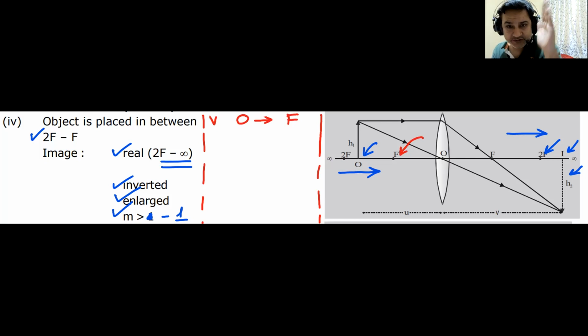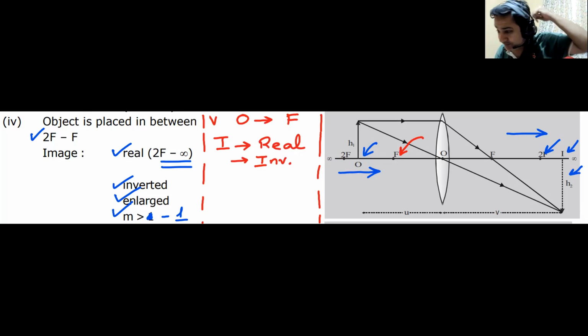When the object is placed at the focus here, what about the image? Will it be real or virtual? It would be real. Will it be inverted or will it be erect? It would be inverted. Is everyone following me? Can I have some raise hand that we are following me?